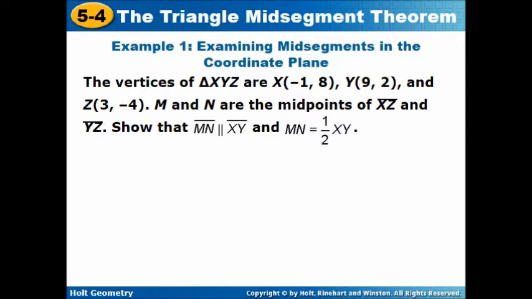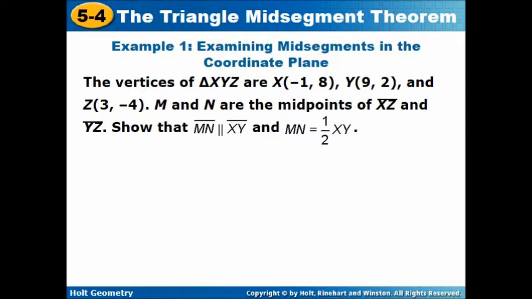And you don't have to use graph paper. If you have it, that's fine. But you can sketch it out, I think, fairly simply on a plain piece of paper. So the vertices of X, Y, Z will be at the following locations. X will have x and y coordinates of -1 and 8. Y will have x and y coordinates of 9 and 2. And Z will have x and y coordinates of 3 and -4.